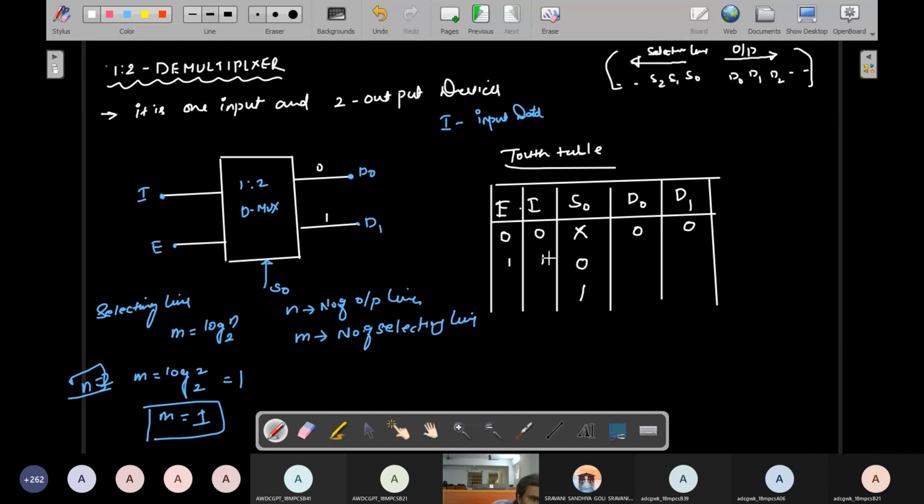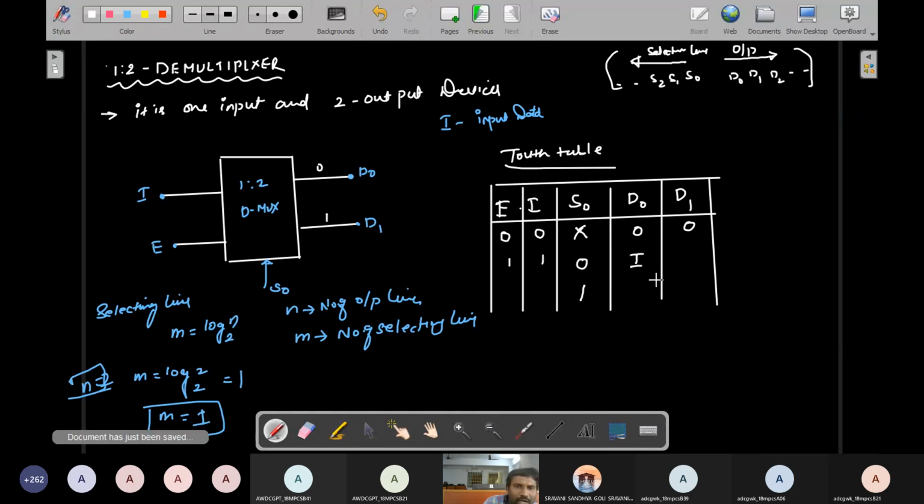If your input is high and your selecting line is 0, then it is always selecting the first output. Your input is selecting the D naught terminal, so that's why I represent this as I. Understand?